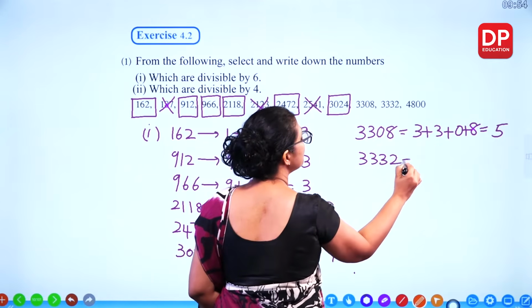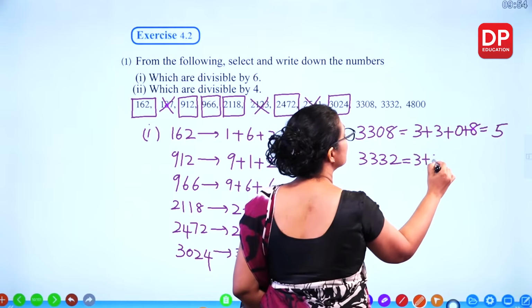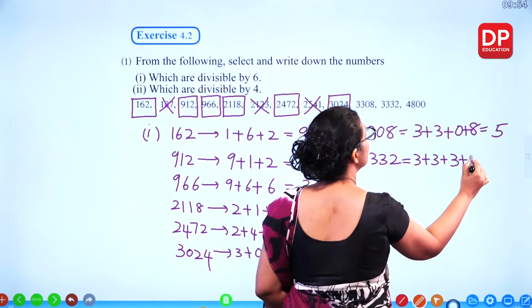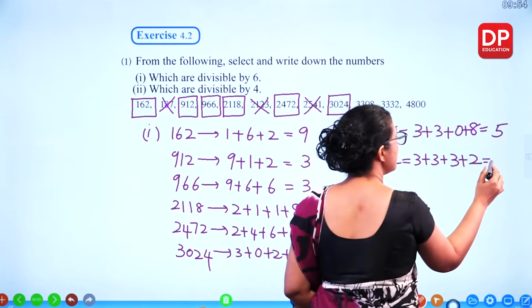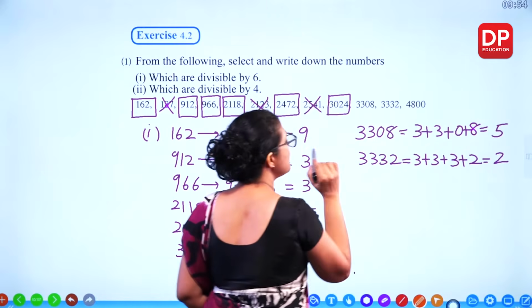3332. 9, 9 plus 2, 11. That means 2. Not divisible.